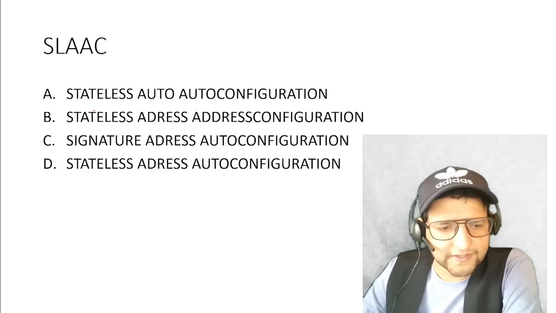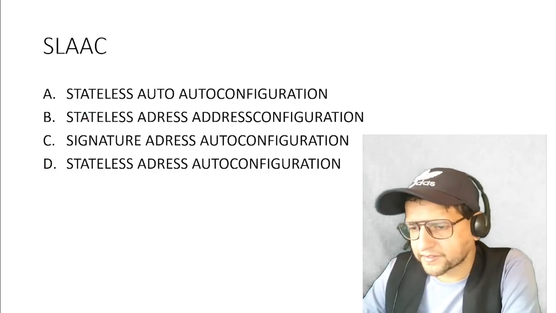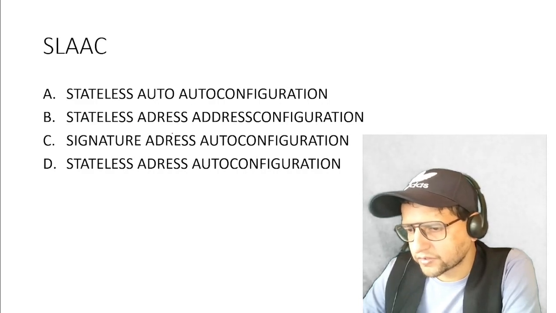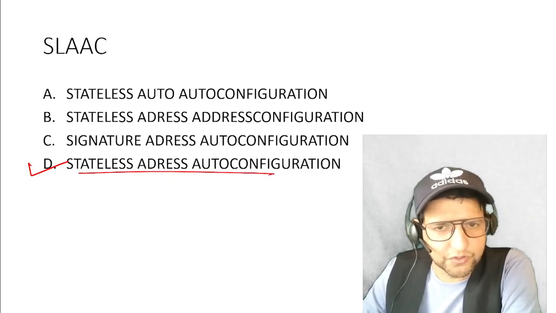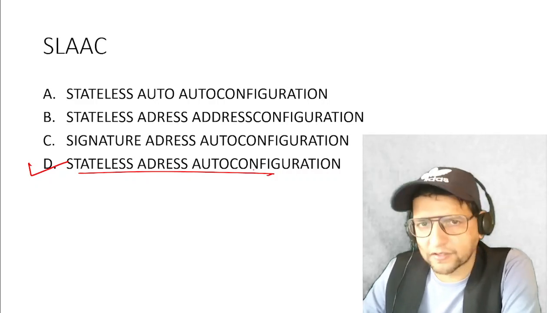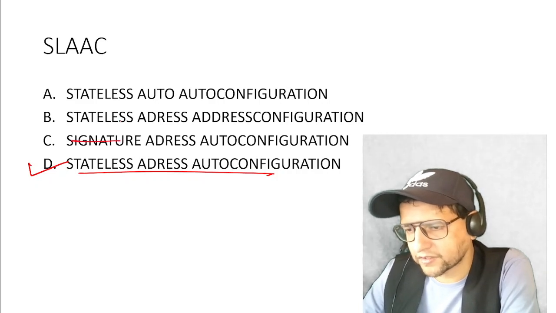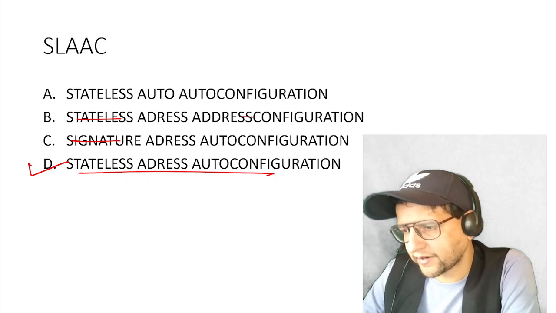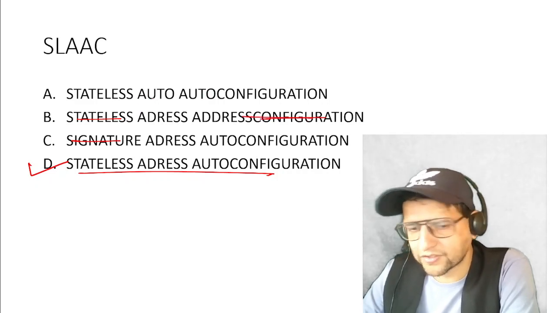SLAAC is your stateless address auto configuration, which is used in IPv6, where hosts can assign addresses to the interfaces automatically without manual intervention. It's not signature, it's not stateless. It's stateless, it's not addressing, right? So stateless address auto configuration.